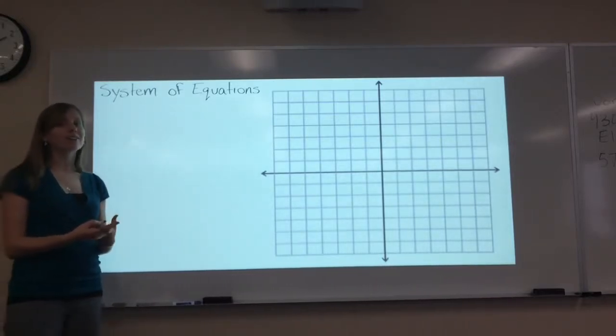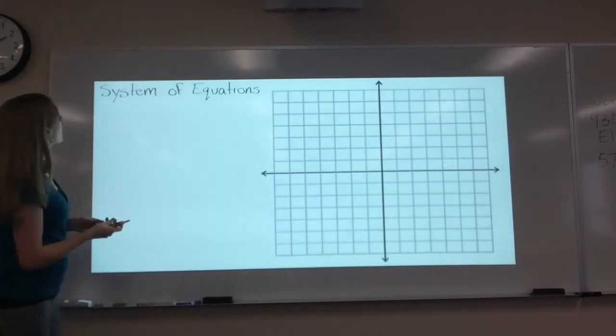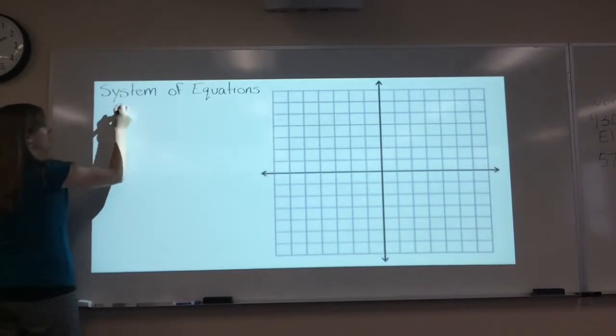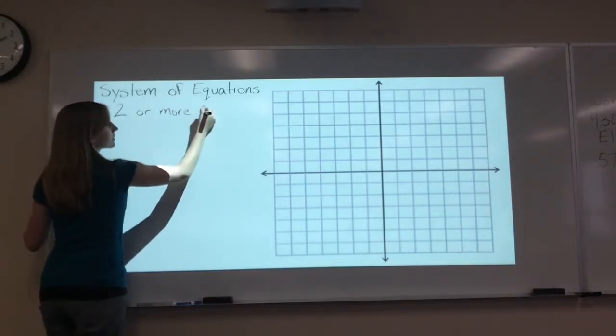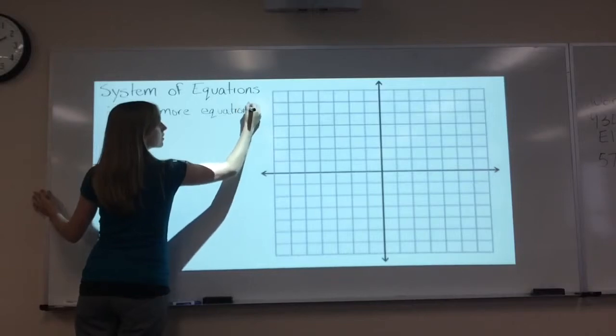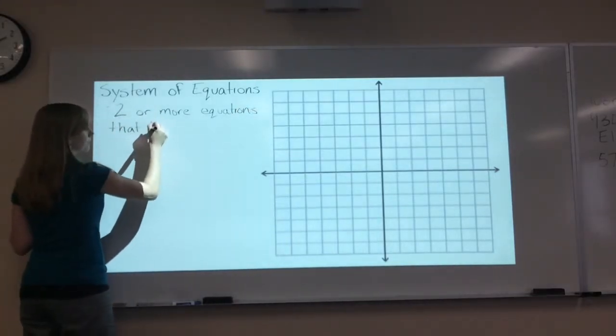Before we actually graph a system of equations, we need to talk about what a system of equations is. So the definition for a system is just two or more equations that are solved at the same time.